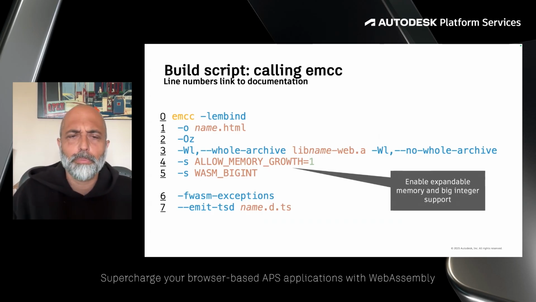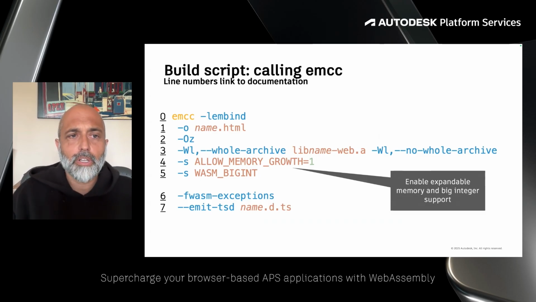All right, so the next thing is to enable, and this was important for Vasa. It's not necessarily going to be important for every application, but we need the ability to expand the memory that's allocated to the WebAssembly module. So we allow memory growth, and we also enable big integer support. I think this is going to be something that comes as standard in due course with WASM 64, but for now at least, we have to enable it specifically.